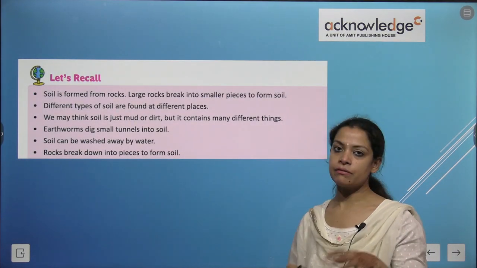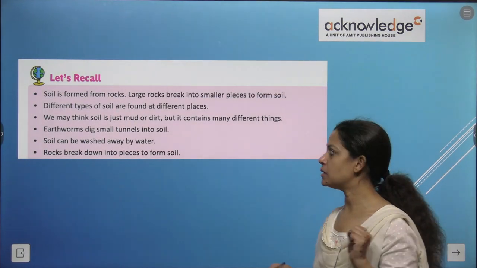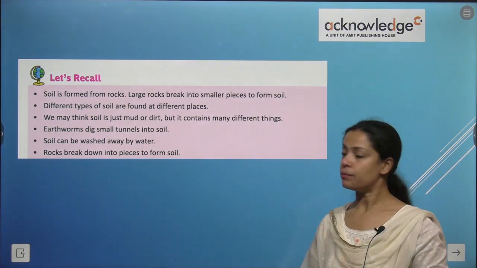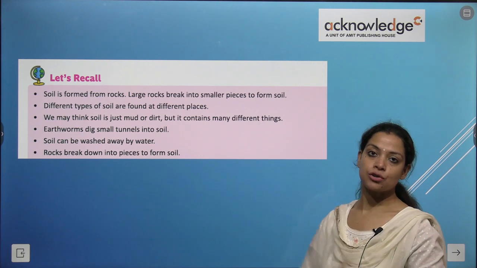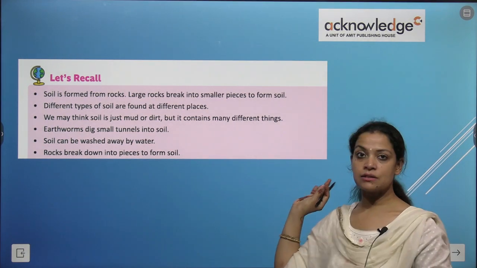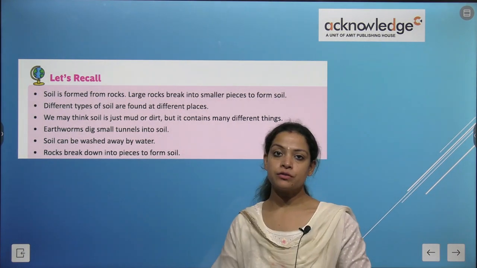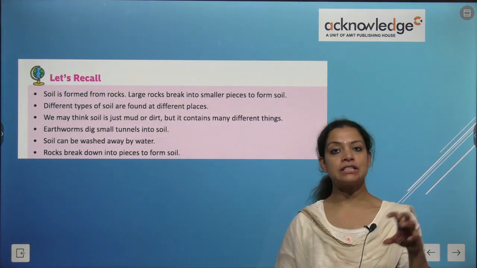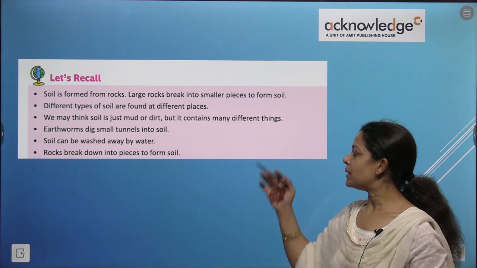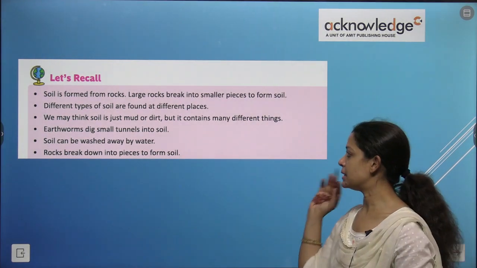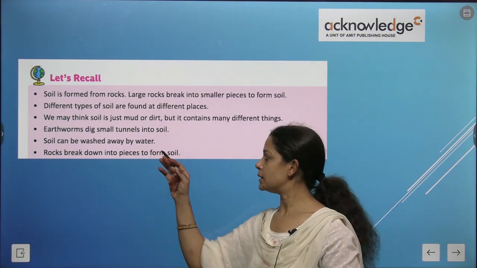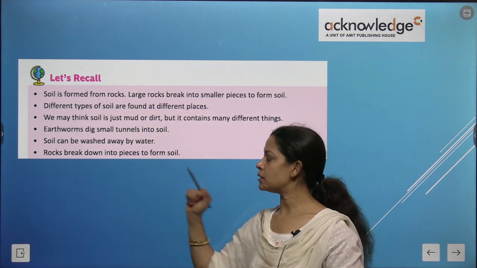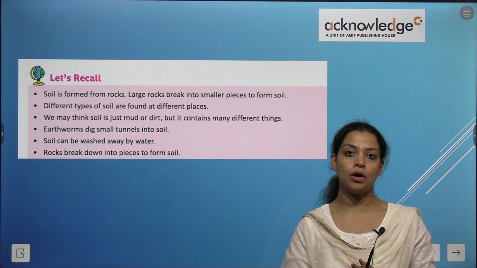So here we have finished understanding the chapter. Let's recall some useful points. Soil is formed from rocks. Large rocks break into smaller pieces to form soil. Different types of soil are formed at different places. We may think soil is just mud or dirt, but it contains many different materials. Earthworms dig small tunnels into the soil. Soil can be washed away by water. Rocks break down into pieces to form soil.